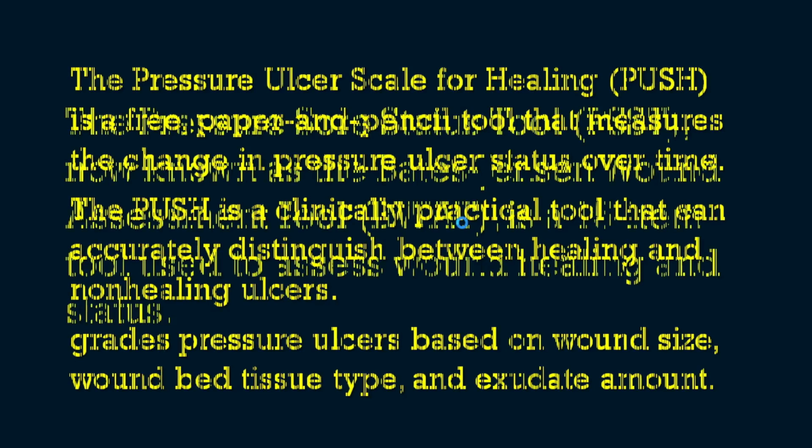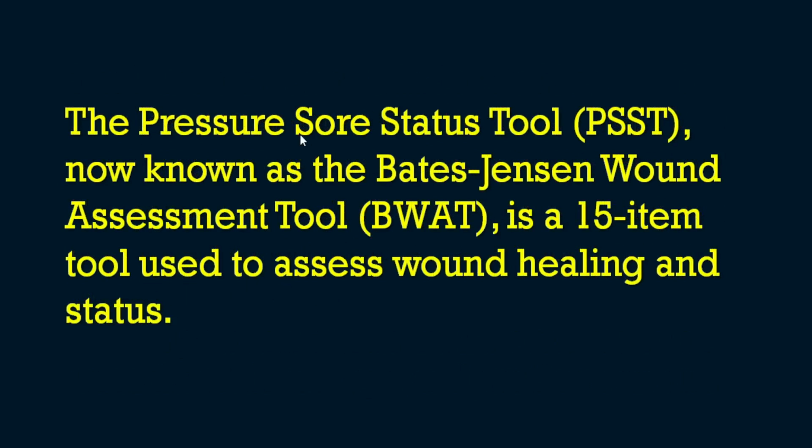Then comes the PSST scale, that is the Pressure Sore Status Tool. Now it is known as the Bates-Jensen Wound Assessment Tool, otherwise known as the BWAT tool. So again, it is a 15-item tool which is used to assess the wound healing and its status. So this is another tool, that is the PSST, Pressure Sore Status Tool.